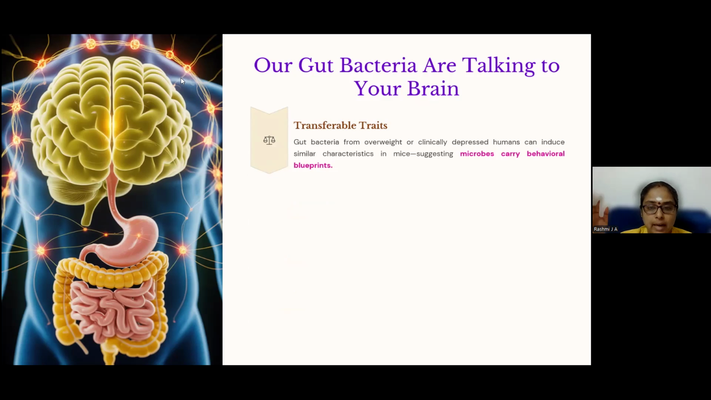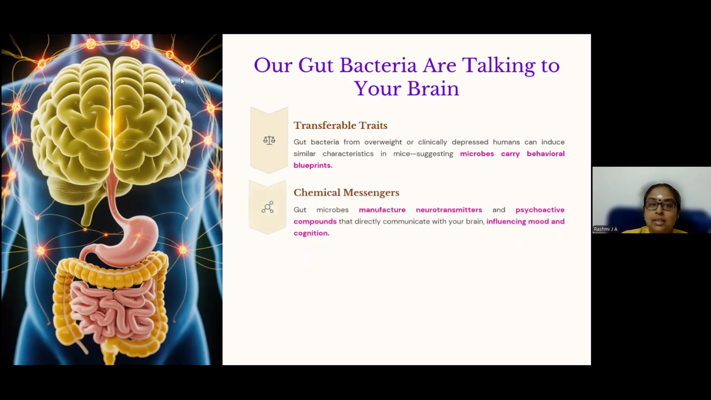Transferable traits. Gut bacteria from overweight or clinically depressed humans can induce similar characteristics in mice, suggesting microbes carry behavioral blueprints. Can you imagine this? From a human who is depressed or overweight, they are taking this microbial culture and transferring it into the mice. The mice either go to an overweight stage or also get depression. Not only humans, even the mice get depression.